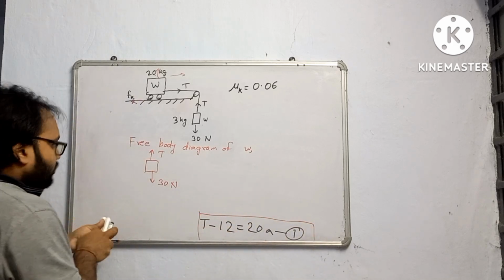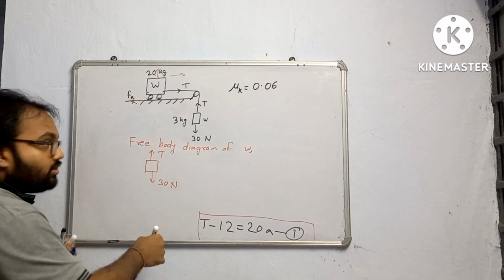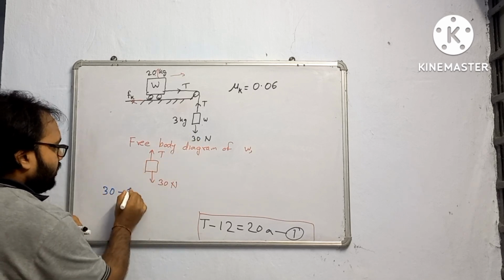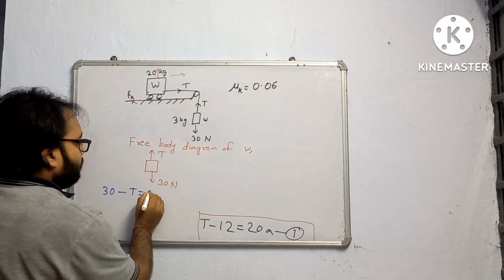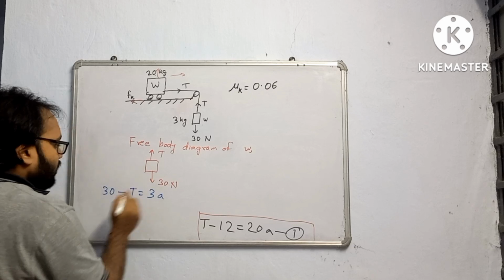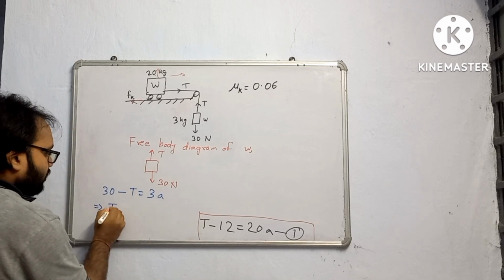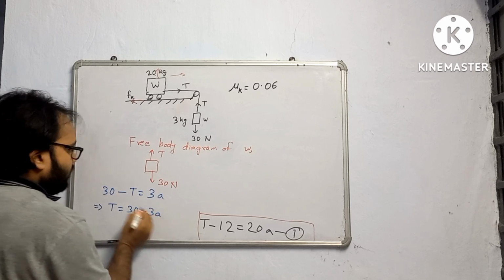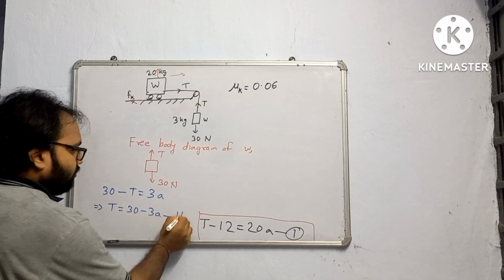The equation here will become, movement is downward, so 30 Newton is greater, 30 minus T is equal to 3A. 30 minus T is equal to 3A. From here, T is equal to how much? 30 minus 3A. This is the second equation.